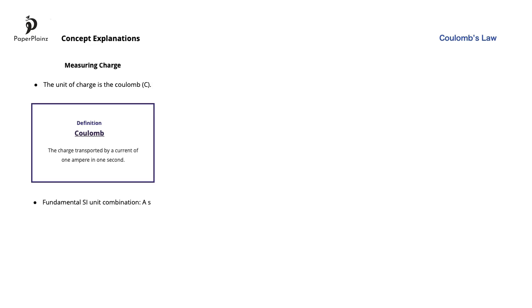There is a very specific charge value that occurs in nature. It is called the elementary charge, and it is equal to 1.6 times 10 to the power of negative 19 coulombs. The magnitude of charge on an electron and on a proton is equal to the elementary charge. This means that the charge on one electron is negative 1.6 times 10 to the power of negative 19 coulombs, and the charge on a proton is positive 1.6 times 10 to the power of negative 19 coulombs.